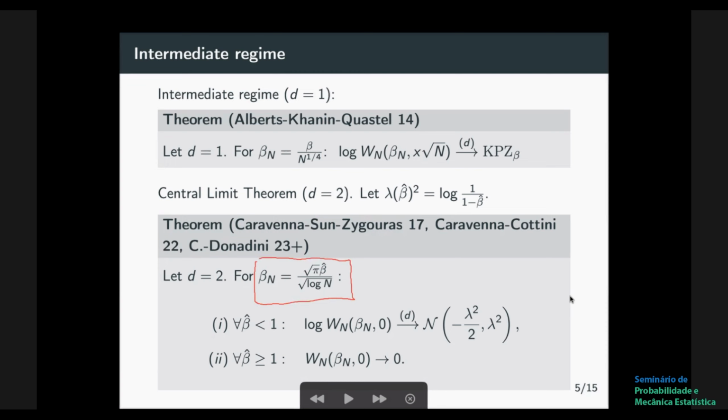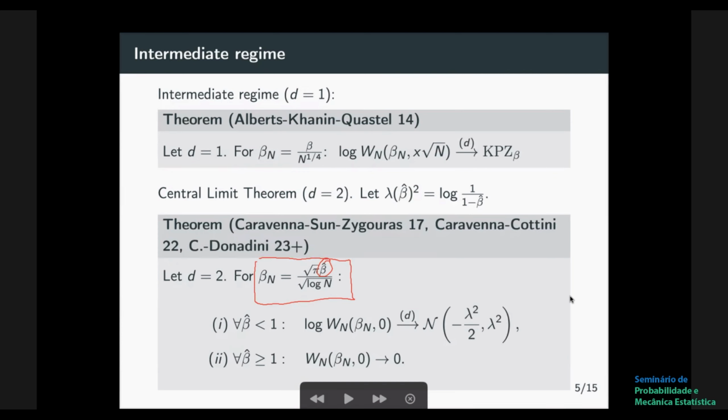And what has been proved, I think the first statement was by Caravenna-Sun-Zygouras. They discovered this transition that I will just show you, is that when you rescale beta n like this, and you have this extra parameter that you can add to tune a bit the scaling, this beta hat that appears here. Then there is again a phase transition, a bit reminiscent of what happens in high dimension for the polymer, in dimension larger than 3. You find again a phase transition where when you are below criticality, you have a convergence of the log of Wn to a Gaussian limit.